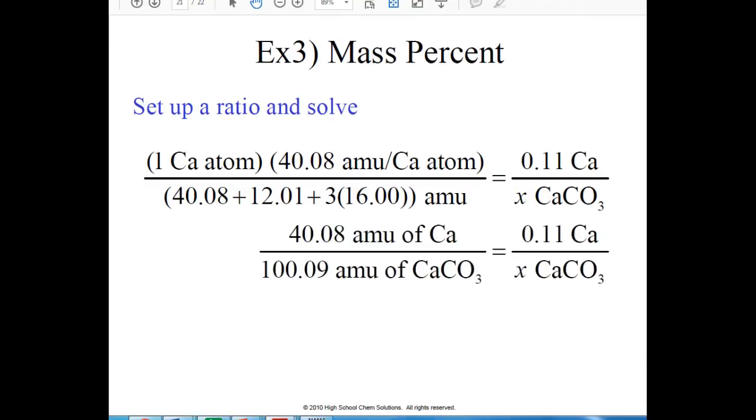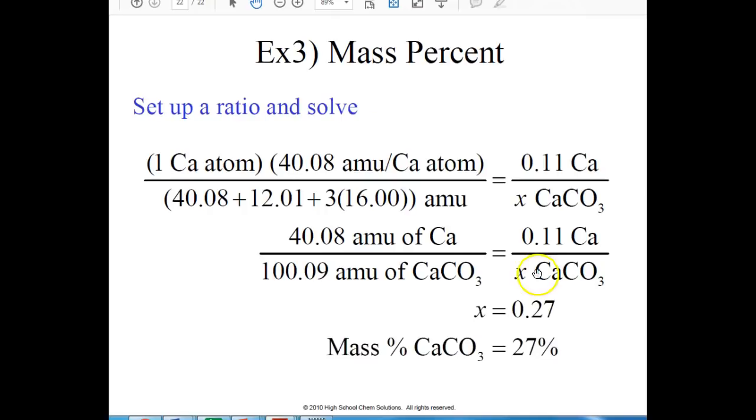And then I'm going to cross multiply. Well, first they did the math here. So they added up the top. That was just 1 times 40. So that turned out to be the same. And then added up the bottom. Okay, and now I think I can cross multiply. So we're going to multiply 40.08 times x and 0.11 times 100.09, and then we'll set those equal to each other and divide by 40.08. So we're going to cross multiply and then divide and make sure you come up with this 0.27, and that is 27%. All right, so make sure you can do that math.